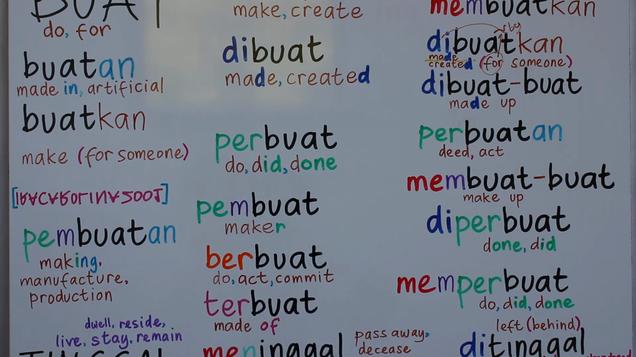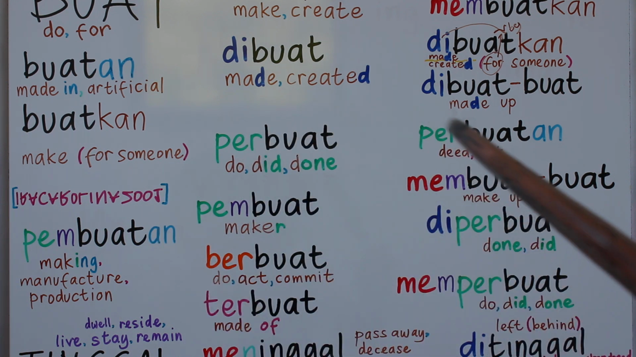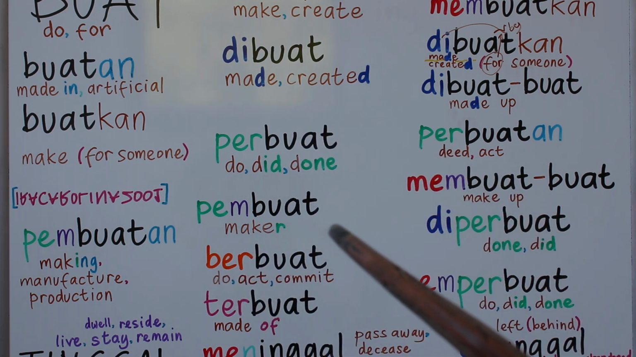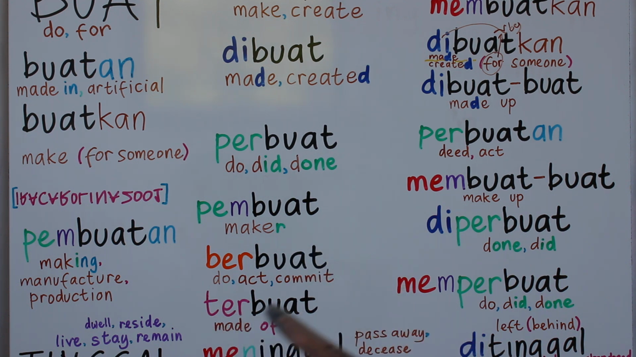And this one, berbuat with prefix ber is do, act, or commit. And we also have this prefix terbuat, made of, dibuat, made or created, pembuat, maker, terbuat, made of, buatan, made in.